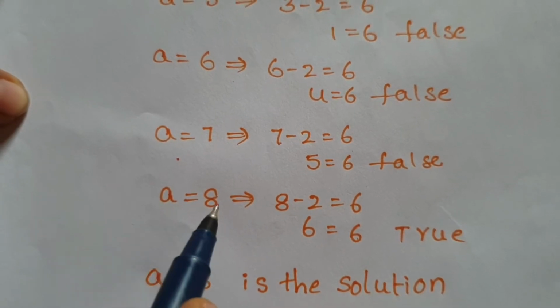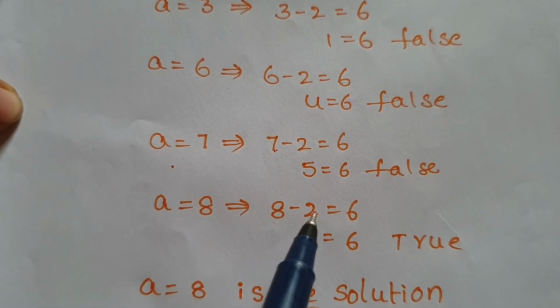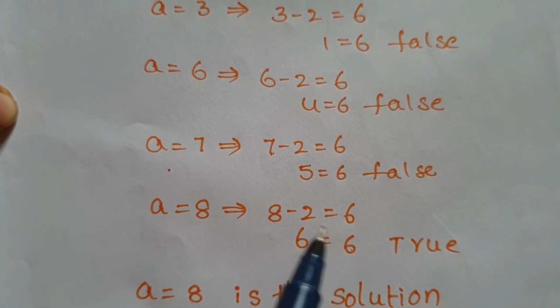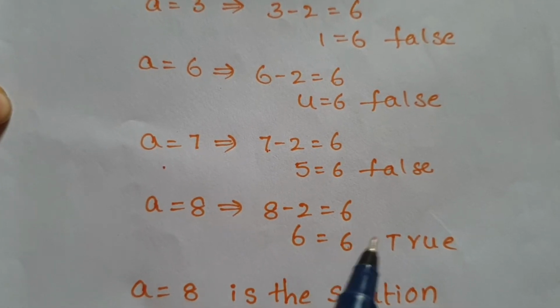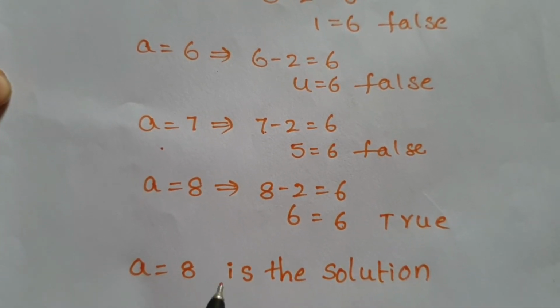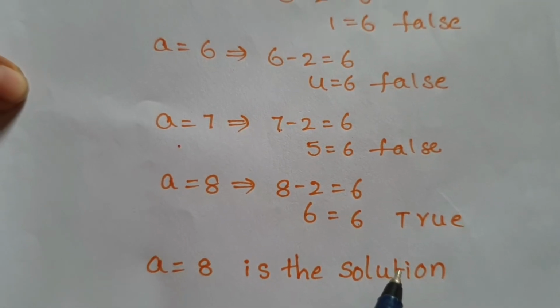Next 8. A equal to 8, keep. 8 minus 2 equal to 6. 6 equal to 6. Now LHS equal to RHS. This is true. A equal to 8 is the correct solution.